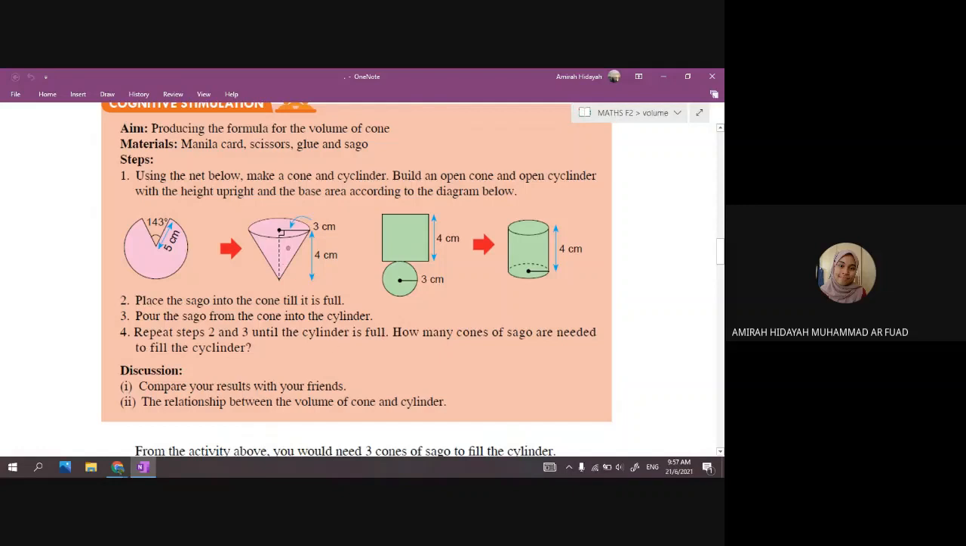Jadi bila dah isi sagu dalam cone ni, kita akan tuang ke dalam cylinder ni sampai penuh. Jadi berapa banyak cone of sagu ni yang diperlukan untuk cylinder ni penuh. Okay.